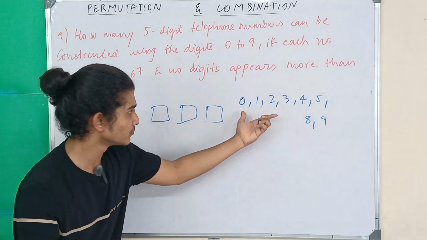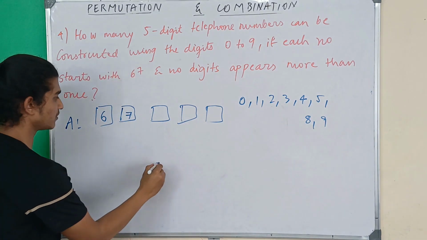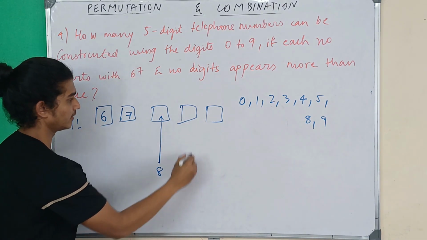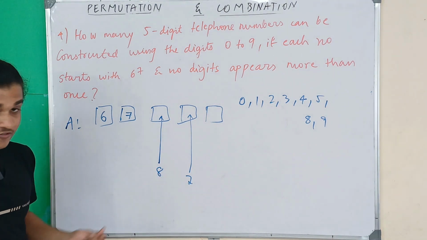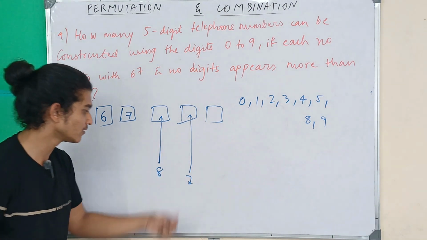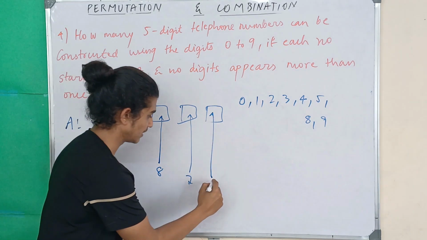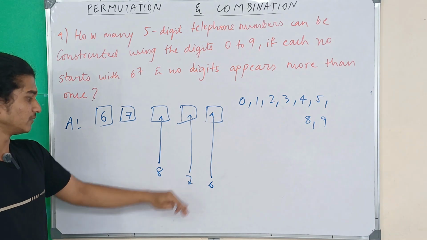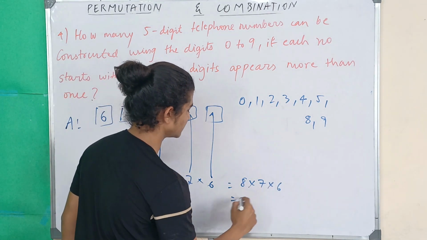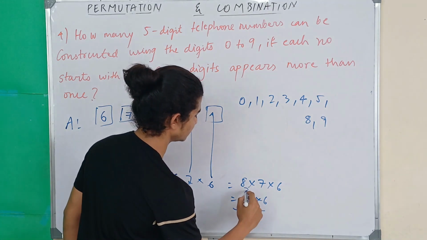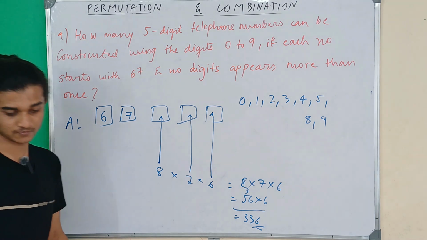And the rest, how many digits do we have? 1, 2, 3, 4, 5, 6, 7, 8. So we can put all 8 digits in the first box. Then take 1 from 8 and the rest you can put here. If you take 1 from 8, how many do you have? 7. Put it in the next box. Then you have 7. Take 1 from 7 and put it in the next box. So you have 6. And at last, just multiply all this: 8 into 7 into 6. 8 sevens are 56, into 6, 336. 336 different numbers you can make in this particular scenario.